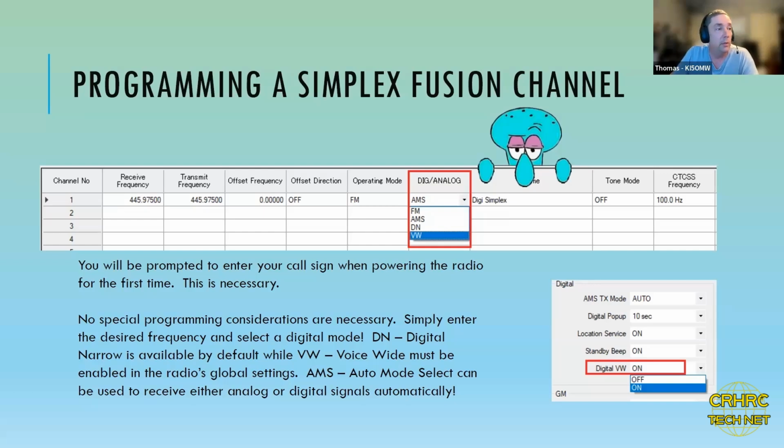Finally, VW, or voice wide, is the last digital mode option. This one, as I mentioned previously, uses all available bandwidth for encoding voice and has the best sounding voice reproduction. Digital VW likely needs to be enabled in the radio settings before it becomes available as a choice in the mode column, and that setting is shown in the lower right image. And call sign information is still transmitted and received, so you can see the other station's call sign on your display, even in voice wide mode.